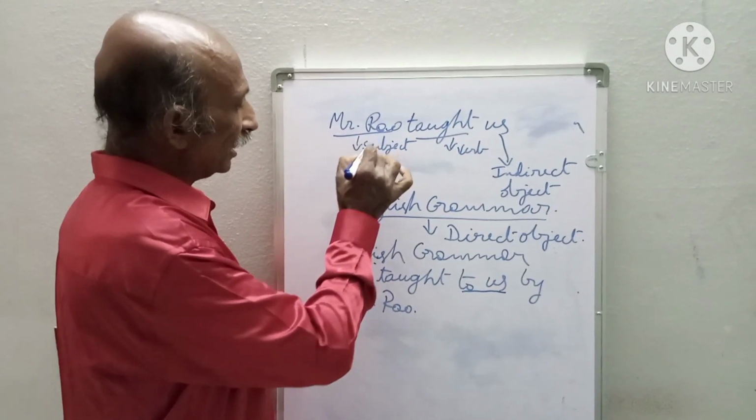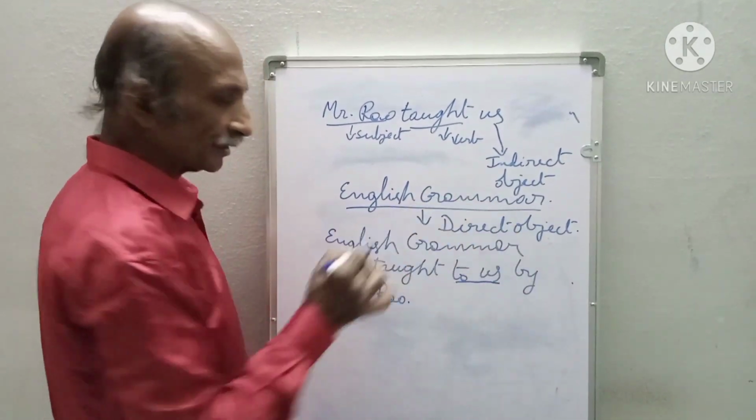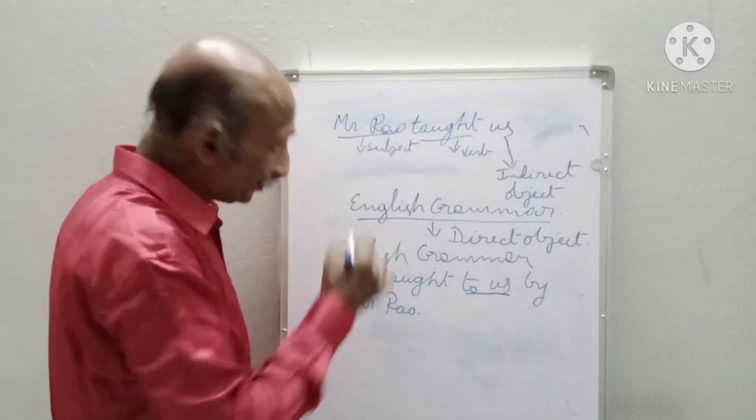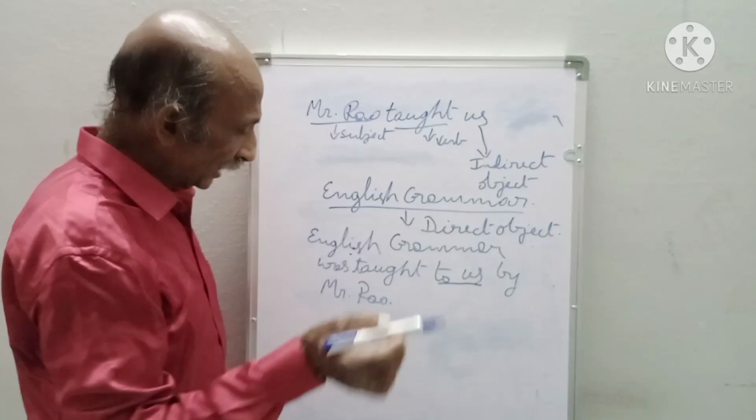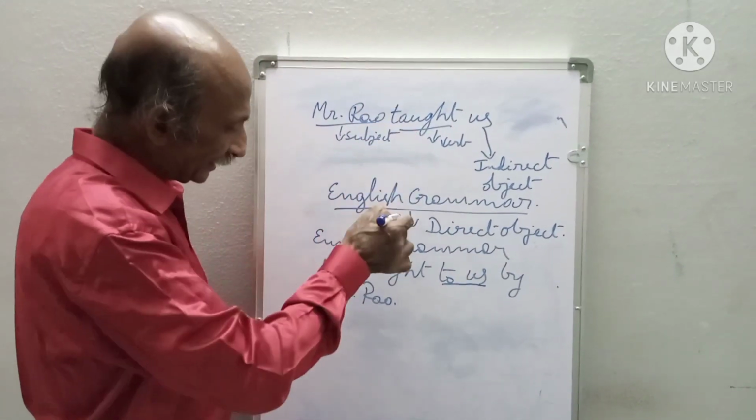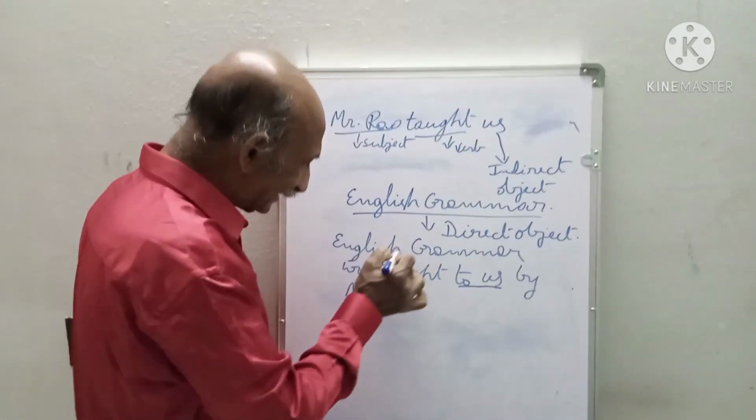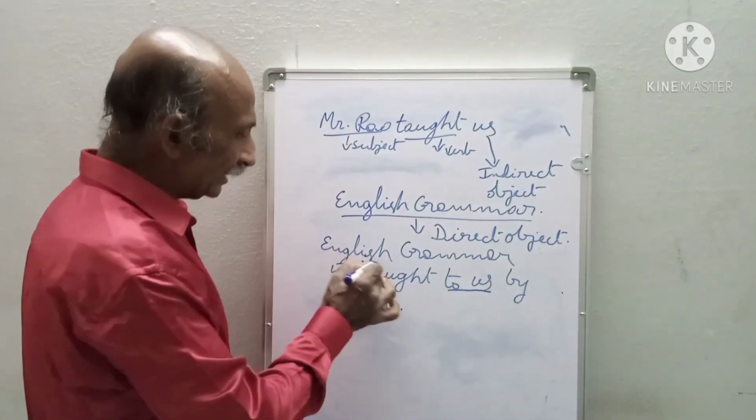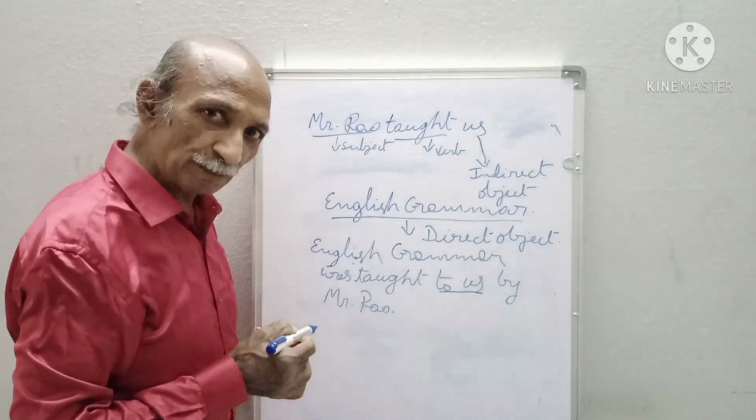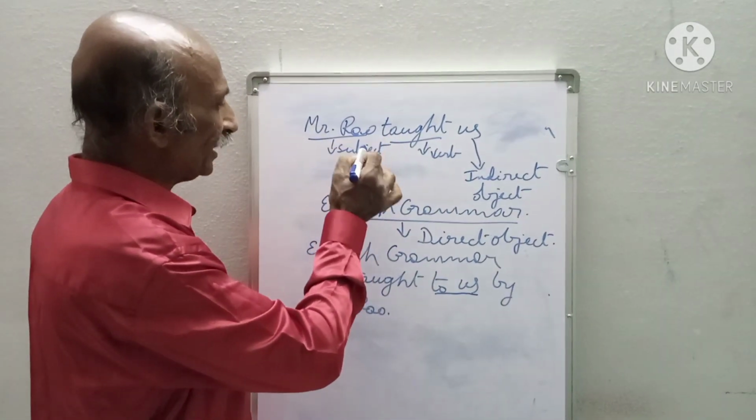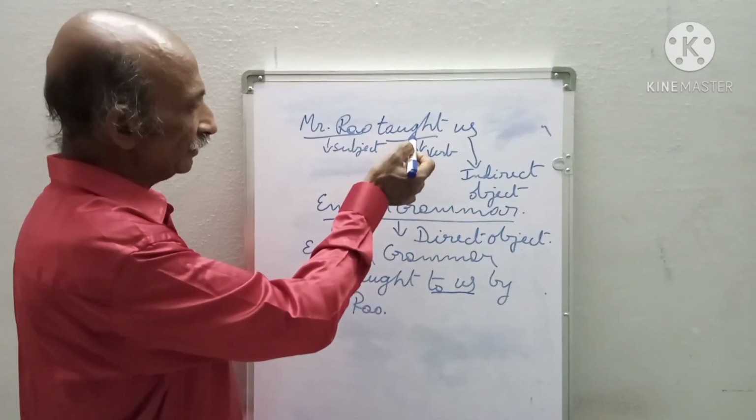Remember, Mr. Rao is the subject, taught is the verb, us is indirect object, English grammar is direct object. In the previous example, I showed you how to change active into passive by using indirect object. Now, I am going to show you how to rewrite the sentence by using direct object. Now, direct object is English grammar. It is the subject of the sentence. English grammar. The next two steps are same. We should use the appropriate form of the verb to be. The appropriate form of the verb to be is was. English grammar was. Then past participle is taught.